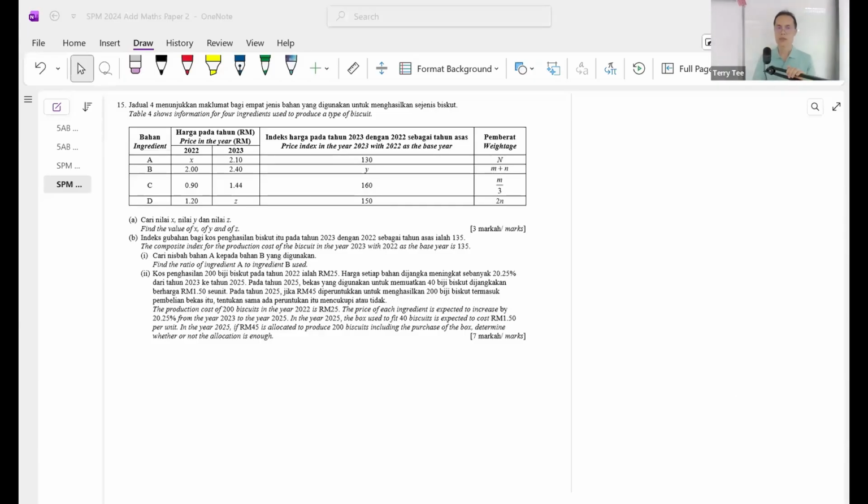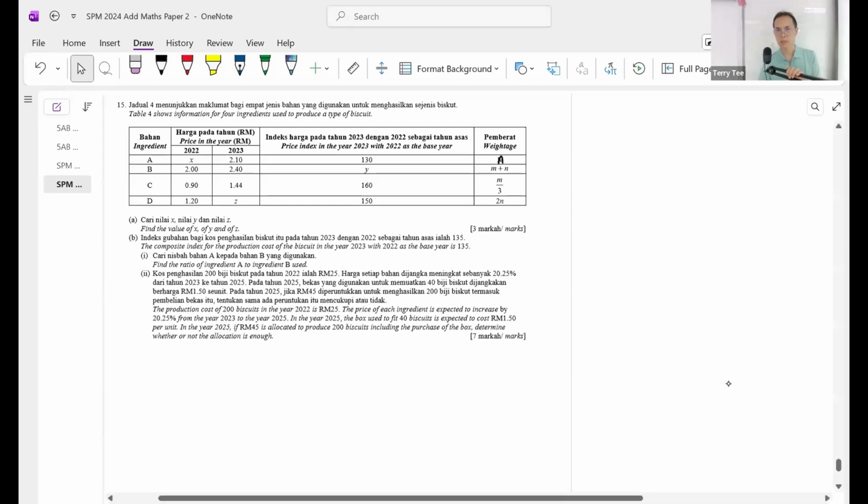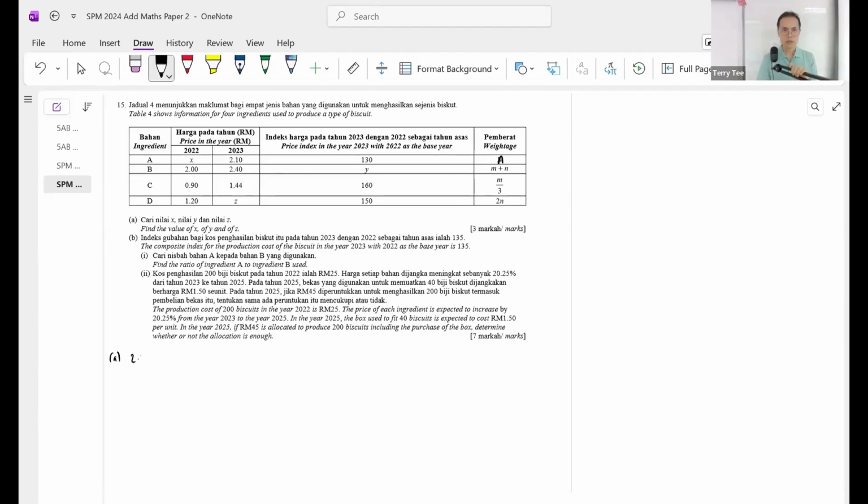Okay, last question. This is question number 15. This one is small n, by the way, this small n. Okay, the table shows the information of 4 ingredients to make a type of biscuit. So find x, y, z. Okay, x, y, z is kind of easy to find. X is the price in 2022. Given the price in 2023 is 2 ringgit and 10 cents.